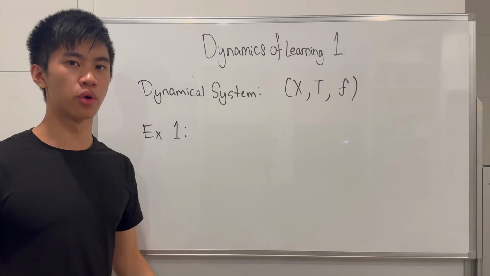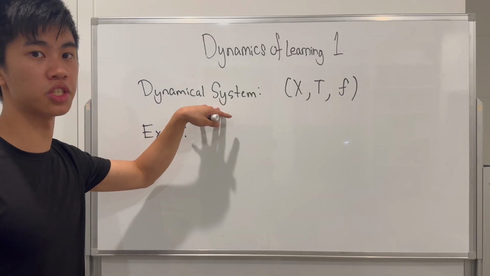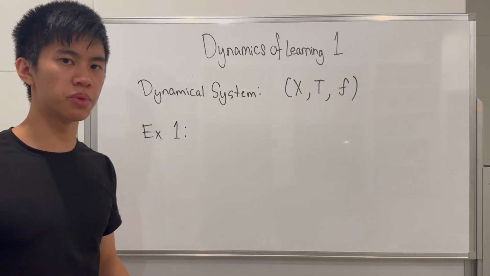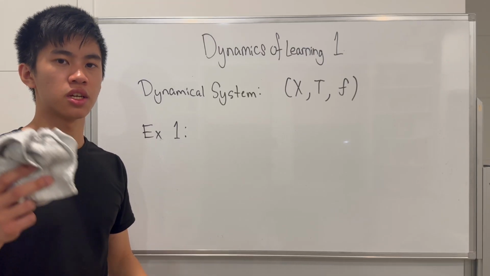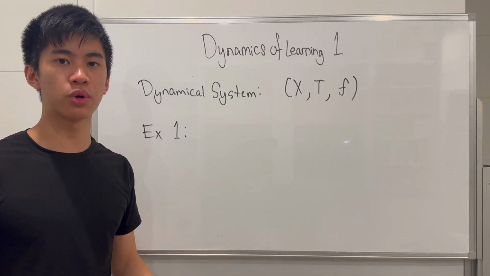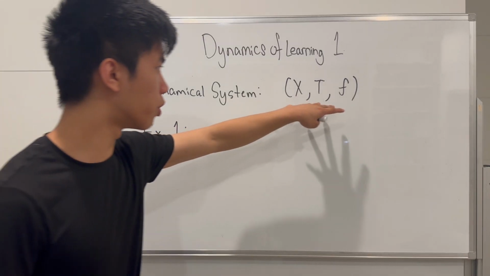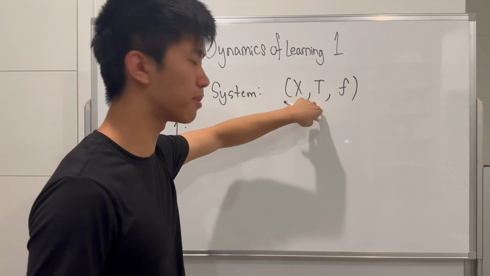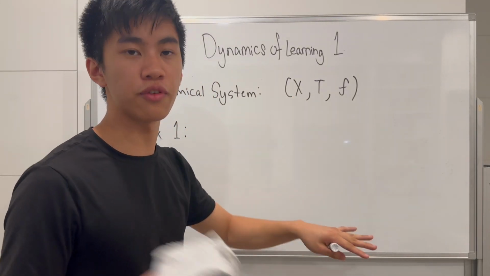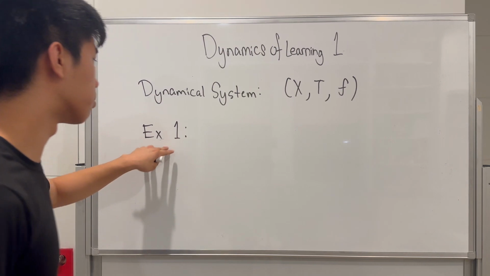So the cosine thing from earlier is an example of a dynamical system. And a dynamical system informally is just a set of equations that describe how a system changes over time. Now, formally, it has three components: a state space, a time set, and an evolution operator. I'll define what each of those are through examples.